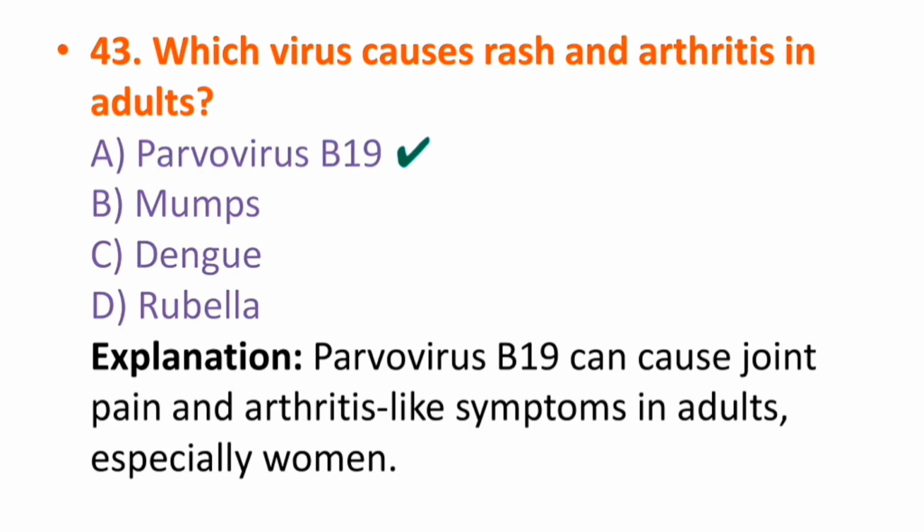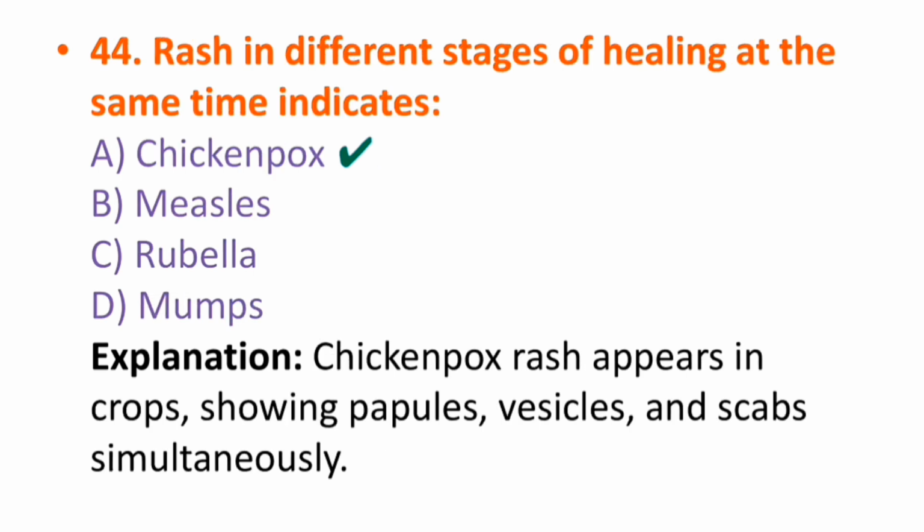Which virus causes rash and arthritis in adults? Option A parvovirus B19, option B mumps, option C dengue, option D rubella. The correct answer is option A. Parvovirus B19 can cause joint pain and arthritis-like symptoms in adults, especially women.